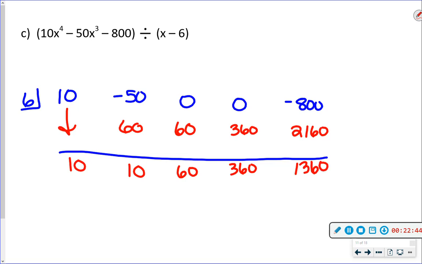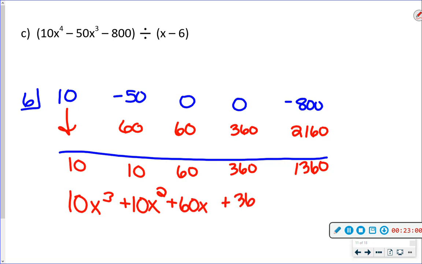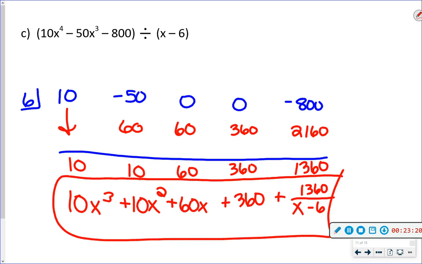Got it. Okay, so let's write out our final answer. So starting with 10, 10x to the what? Cubed. 10x squared. 60x. I need longer arms. Plus 360. And just like we started our original long division problems, I'm going to add on my remainder. Be conscientious here. What is our original divisor? X minus 6. We're putting the variables back in our answer, so I need the x minus 6 for the divisor.